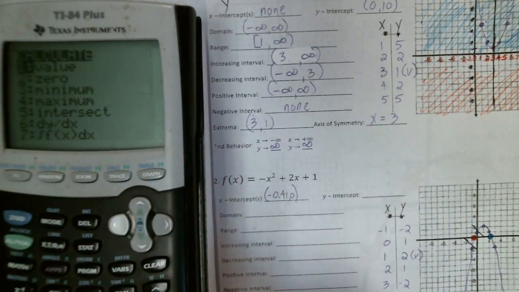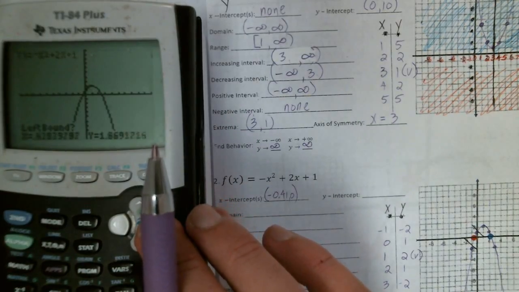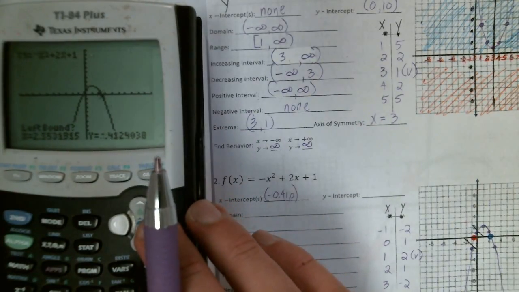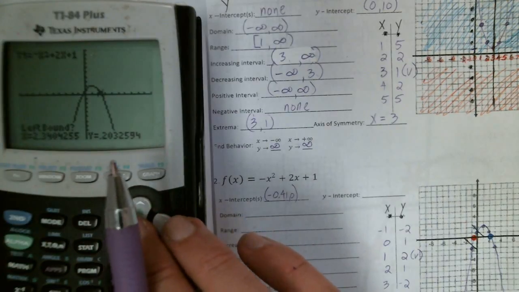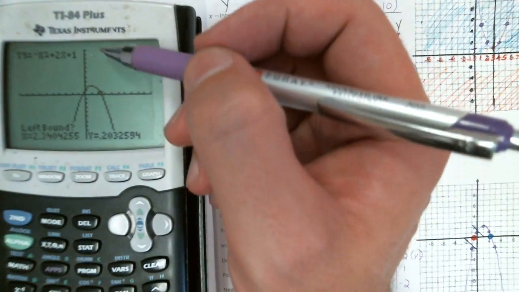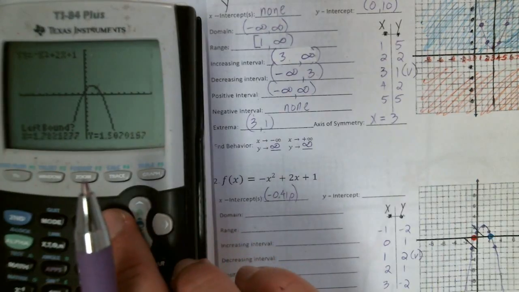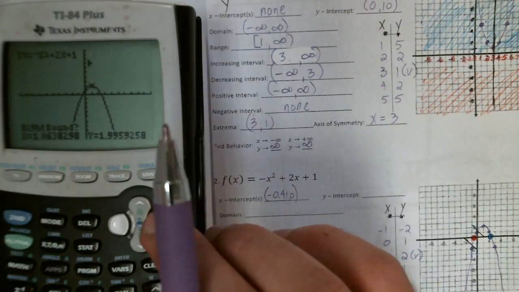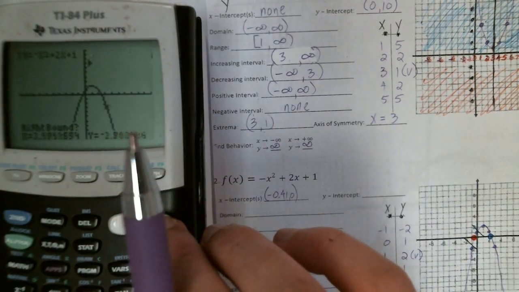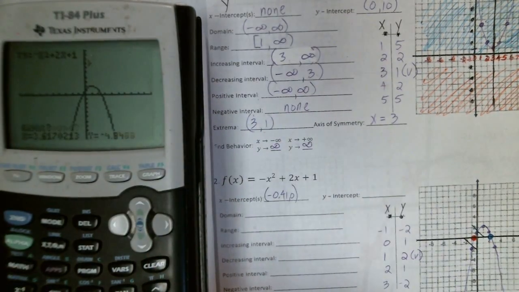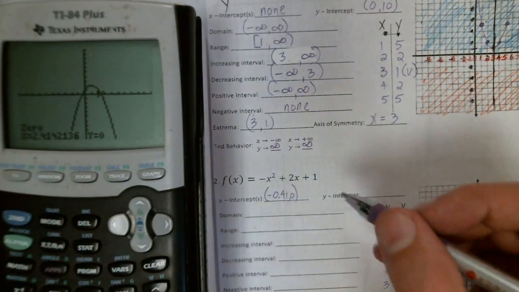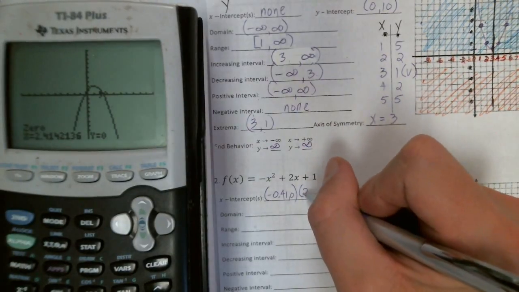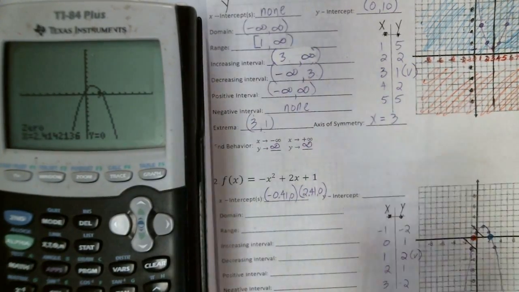So I go second calc. I want 0, I want my x-intercept. Press enter. Now I need to move Mr. Spidey somewhere. Right now he's pretty much sitting on the x-intercept. So if I draw an imaginary vertical line through that spot, I just need to move him physically to the left of that spot. He's to the left there, that's good. Press enter. Now I need to move him physically to the right of that x-intercept. That's good. Press enter again. Yes, I want you to guess. Press enter a third time. And my calculator spits out the second x-intercept, which is 2.41, comma 0.